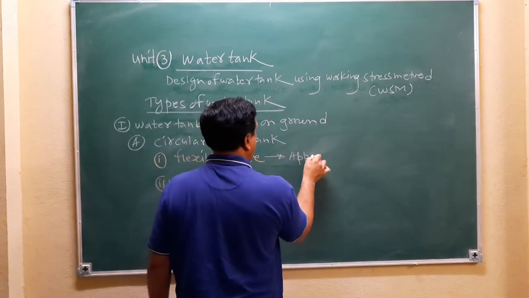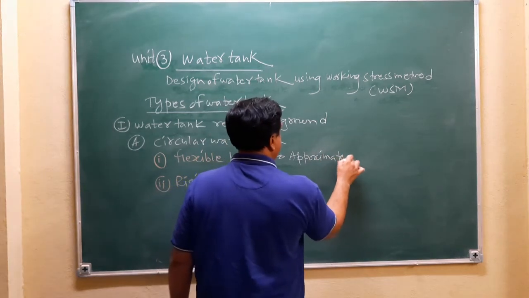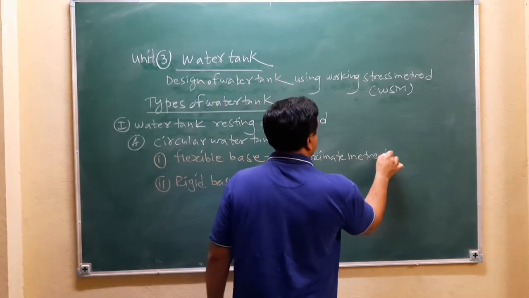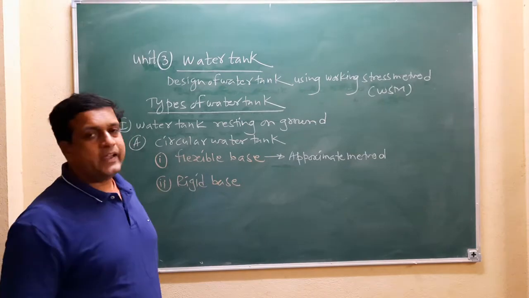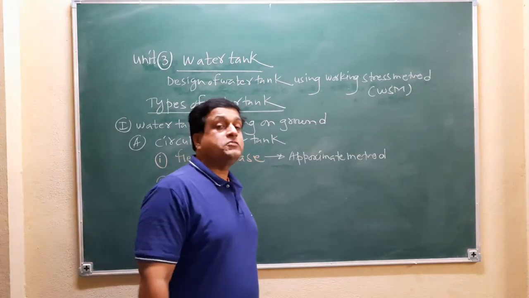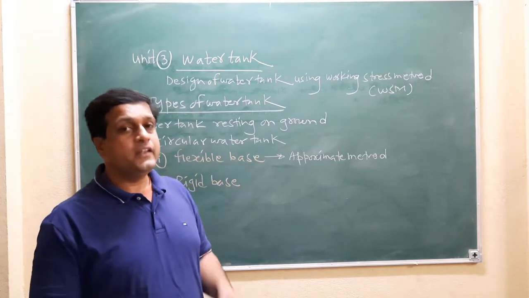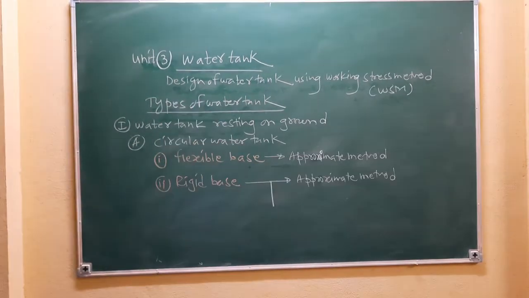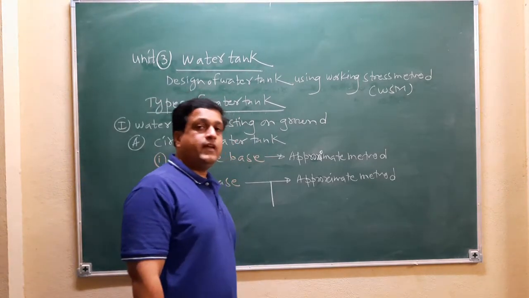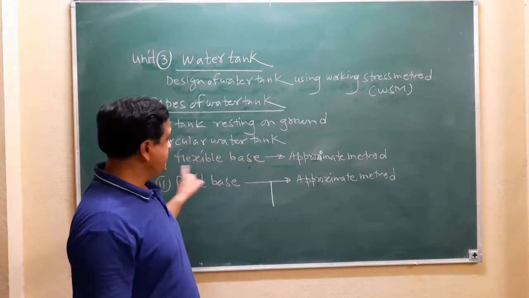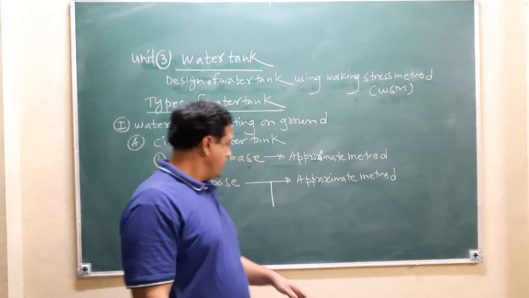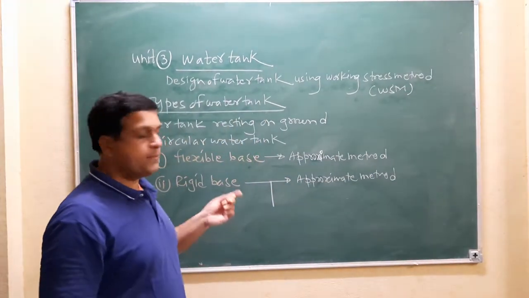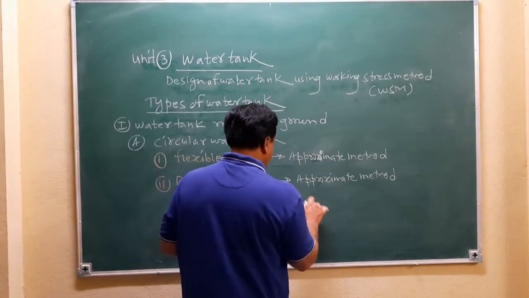In this case, the approximate method we are going to use. So when we want to design the circular water tank with the flexible base, the approximate method we are using to design the tank. And when the base is rigid, in circular water tank resting on ground, for the flexible base water tank we are using the approximate method, and for the rigid base water tank we are using the approximate method as well as the IS code method.